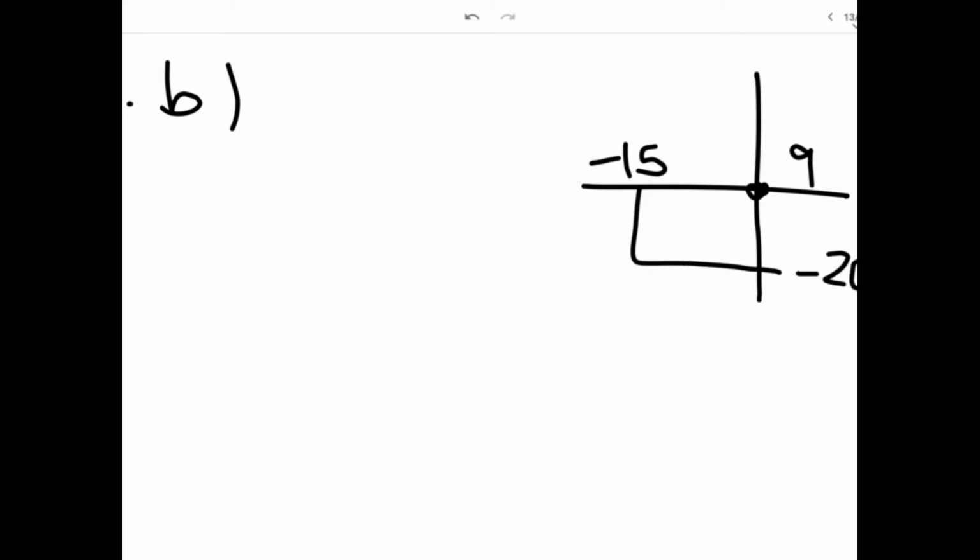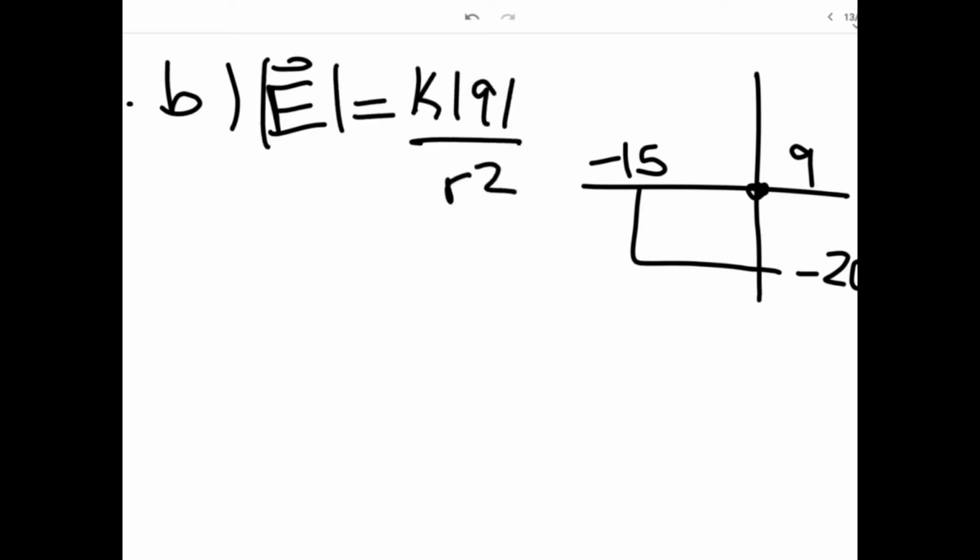So you have two axes, and you have Q located on the origin, and then you have minus 15 on the x-axis and minus 20 on the y-axis in centimeters. They wanted to find the electric field E, which is K times Q over R squared.